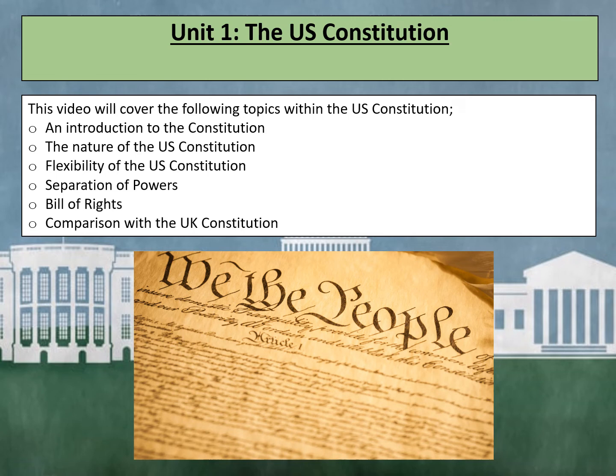Here are all the topics that are covered in the US Constitution revision video. This topic is going to focus on the third and final principle of the US Constitution, and that is federalism.